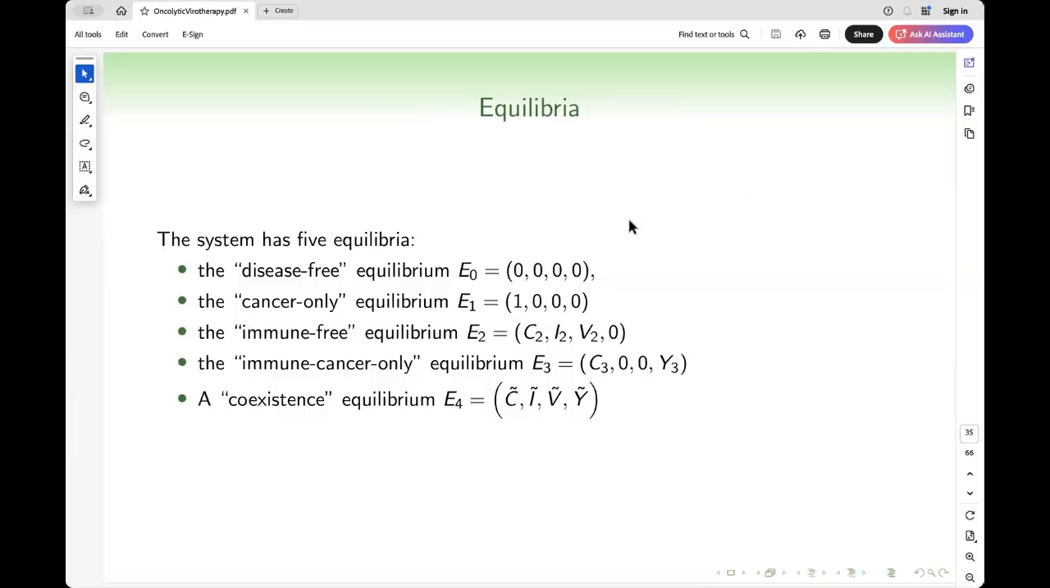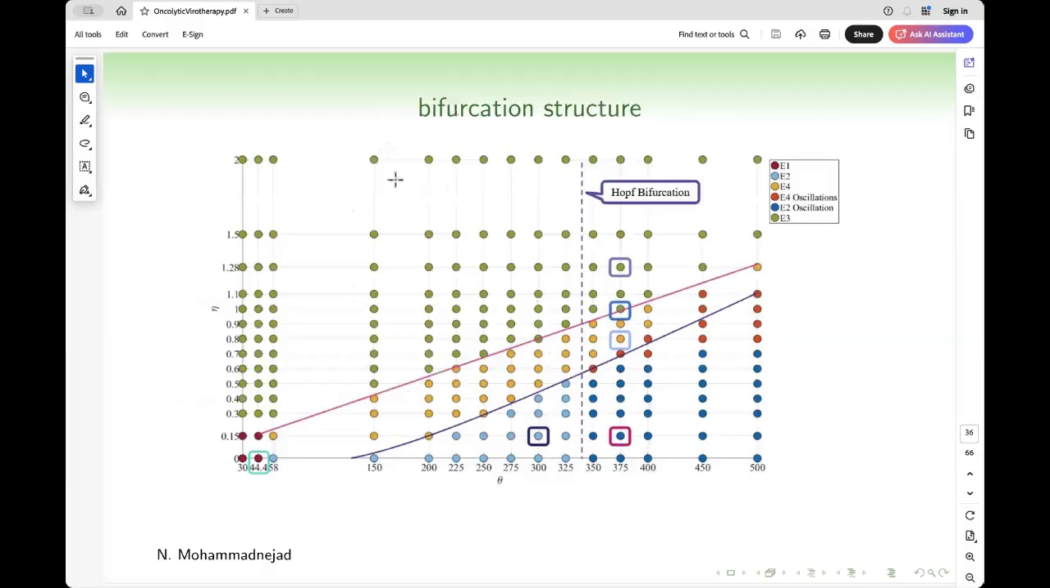All right, so we get 4 equilibria, which is a disease-free equilibrium, a cancer-only equilibrium where we have a 1 here. We have an immune-free equilibrium where there's no immune response, so this is 0. And then we have a no virus equilibrium, which is E3, and then we have a coexistence equilibrium E4. And then this is a combined bifurcation diagram, which was done by Negar Mohammad Nejad.